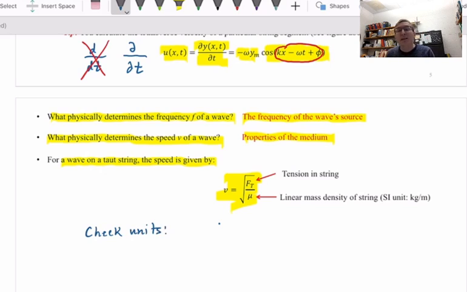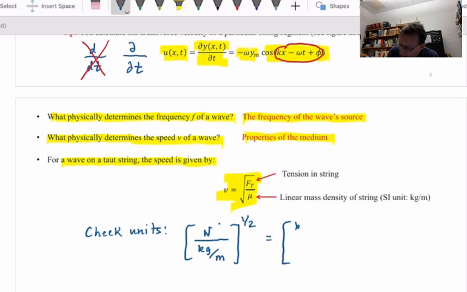Let's show that the square root of tension over mass per unit length in SI has units of meters per second. Inside the square root, remember, means the 1/2 power. I have a tension in the numerator. That's a unit of Newton. It's a force. And in the denominator, I have mass per unit length, which is kilogram over meter. Now let's remember what the unit of Newton is from F equals ma. A Newton is a kilogram from the m, and a meter per second squared from the a. So that's what a Newton is.